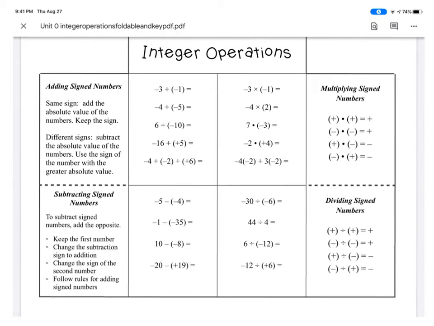All right, ladies and gents, we're going to get started. We're going to work on integer operations today. Integers, right here, are negative and positive numbers. So we're going to learn how to add, subtract, multiply, and divide them.